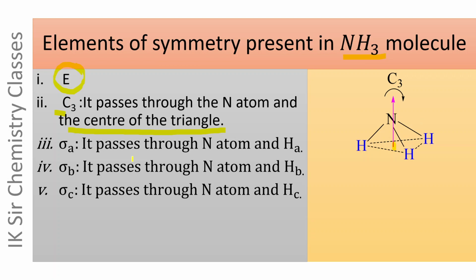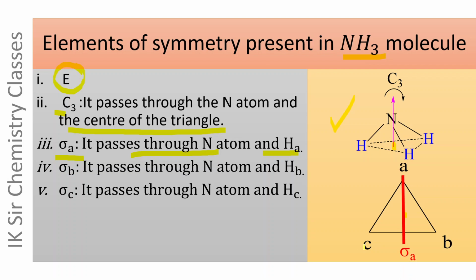Sigma A. It passes through nitrogen atom and Ha atom. This NH3 molecule has been represented by an equilateral triangle ABC and sigma A. It is vertical plane of symmetry. It passes through nitrogen atom which is centrally above this triangle and has not been represented in this figure. Sigma A vertical plane of symmetry passes through nitrogen atom and Ha.